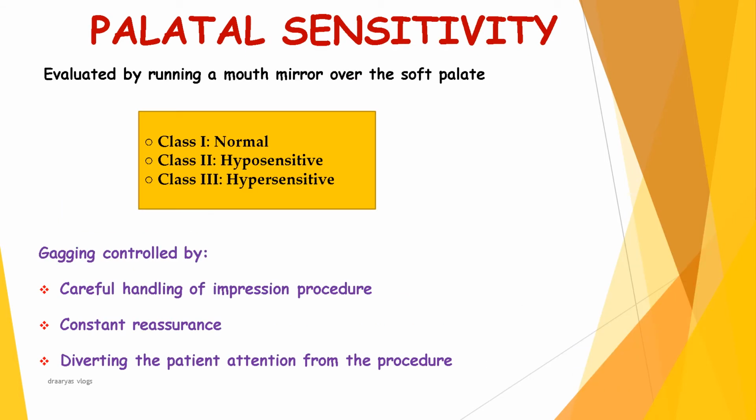Coming to palatal sensitivity, it is evaluated by running a mouth mirror over the soft palate. Gagging is the normal defense mechanism to prevent foreign objects from entering the trachea. It is classified into class 1 normal, class 2 subnormal or hyposensitive, and class 3 hypersensitive or supernormal.